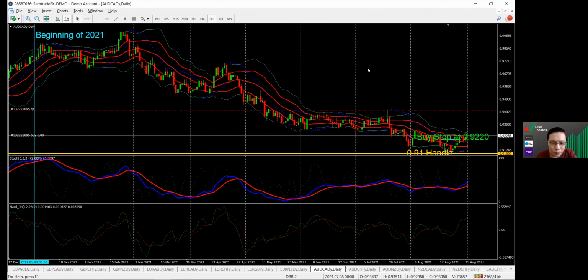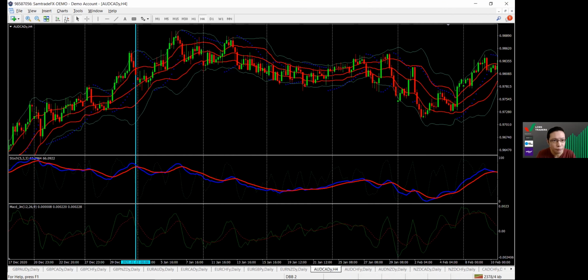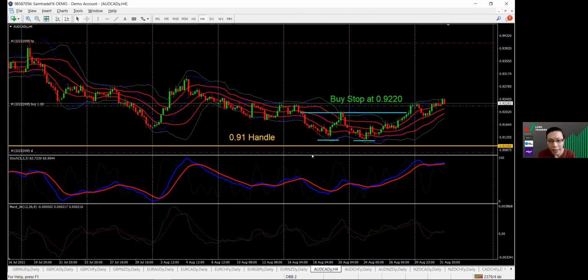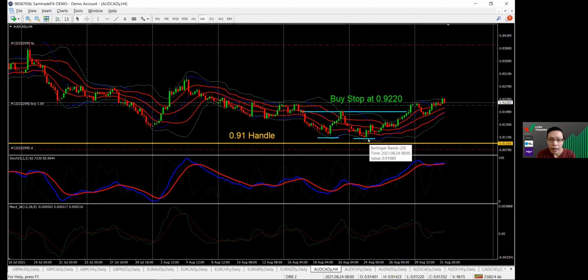Now, most of the time we don't see a trend last forever. I mean, there must be a lowest point, right? In this case, what I've spotted is, let me change to H4. So this trade idea was actually issued based on an H4 time frame. As you can see, as marked by the blue line here, there's actually a double bottom.